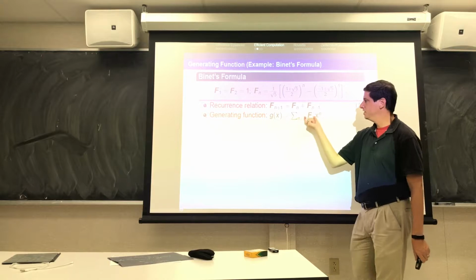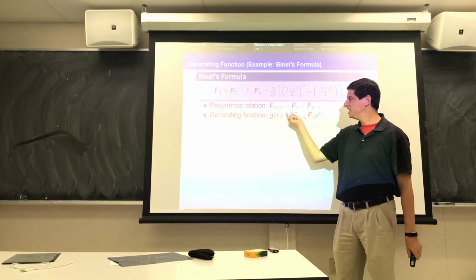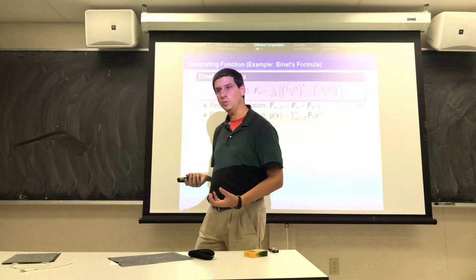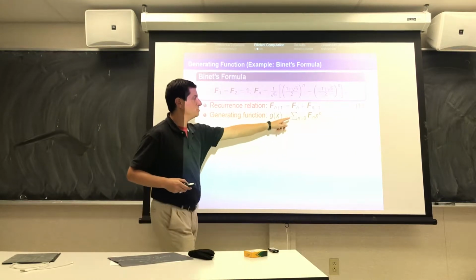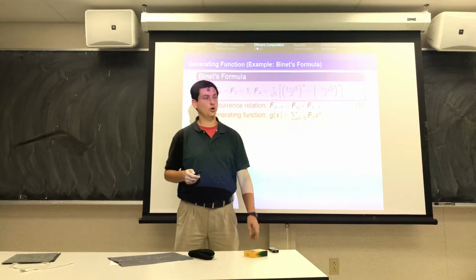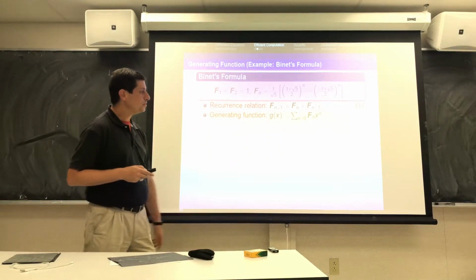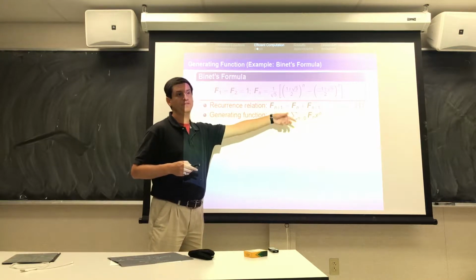The idea is this is local information, and I get some kind of global object. And then the idea is to use information about that global object to then gain information back about the local objects. This only works if we have an explicit formula for the sum. I'm starting my sum at 1 because the 0th Fibonacci number is 0.